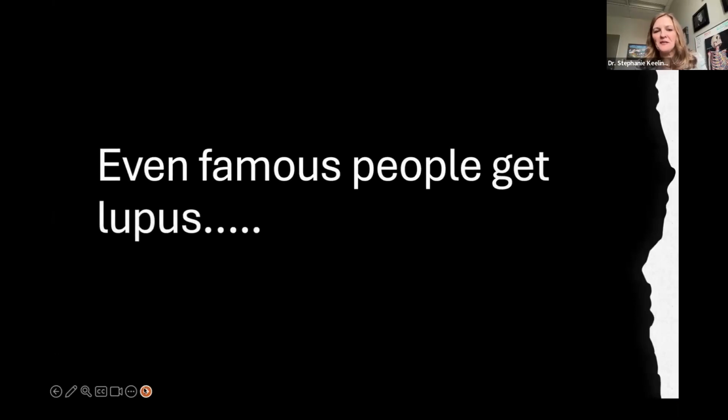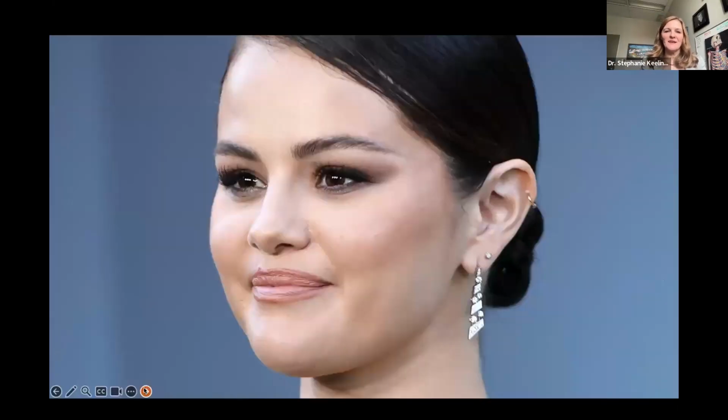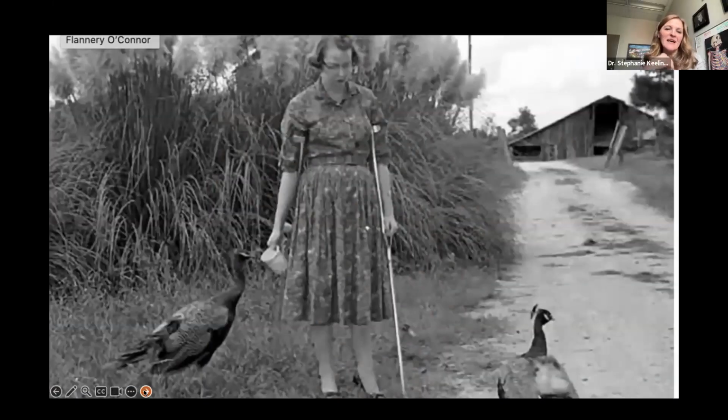So even famous people get lupus. I think people might recognize Selena Gomez, who had a kidney transplant for lupus nephritis. Seal, about whom there was always a debate: does he have cutaneous discoid lupus versus cutaneous TB? But for the most part, my understanding is that the scarring you see is probably a reflection of limited discoid lupus on his cheeks. And then last but not least, I don't know if people would recognize this lady.